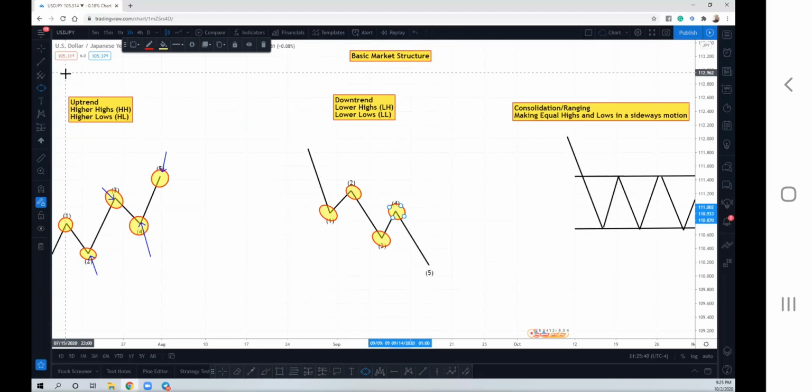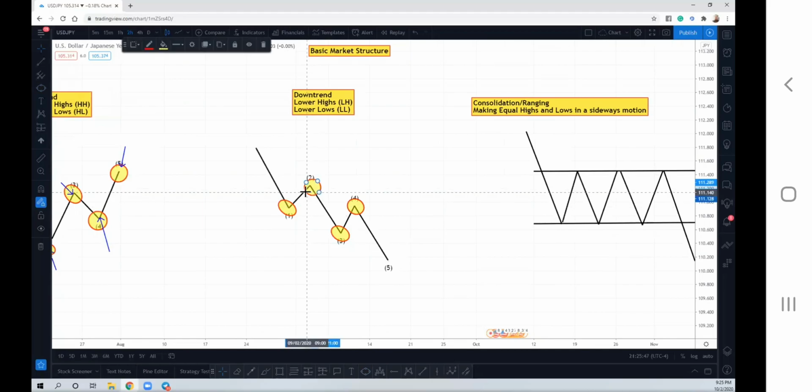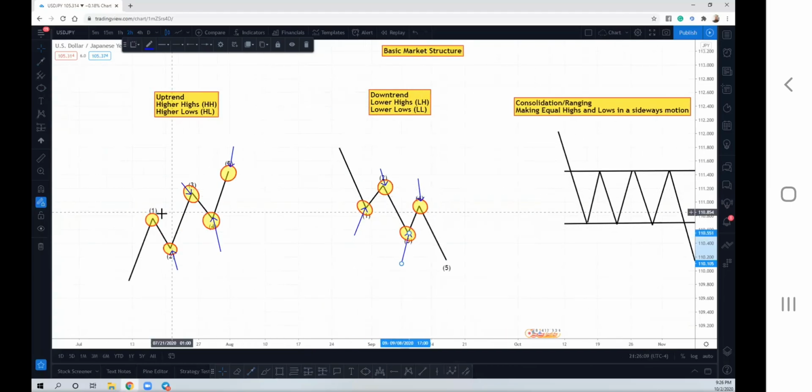So typically in a downtrend, you want to focus on getting selling opportunities. Your selling opportunities are going to be at the lower highs, and your targets are going to be your lower lows. All right. You want to enter the market at a high and exit the market at a low. On an uptrend, you want to enter the market on a low and exit the market on a high.